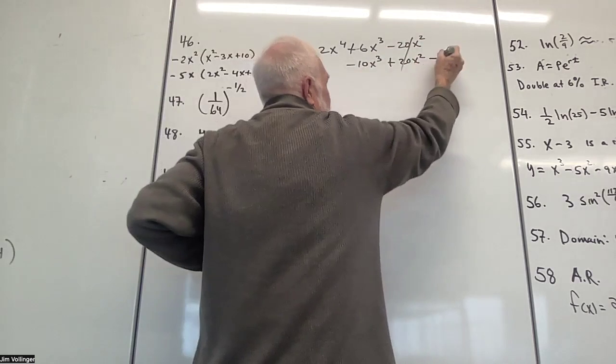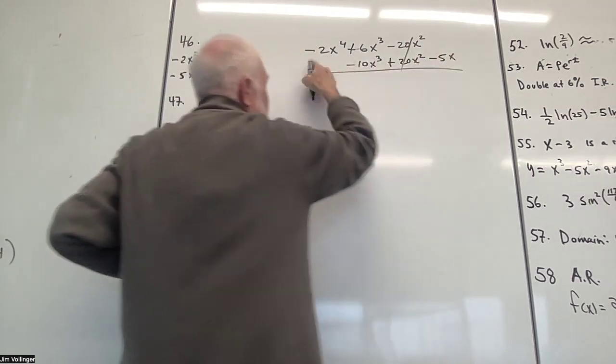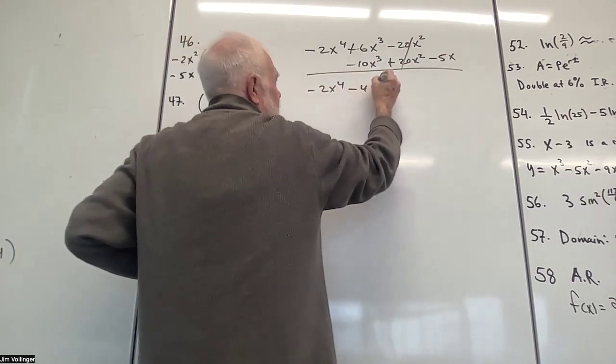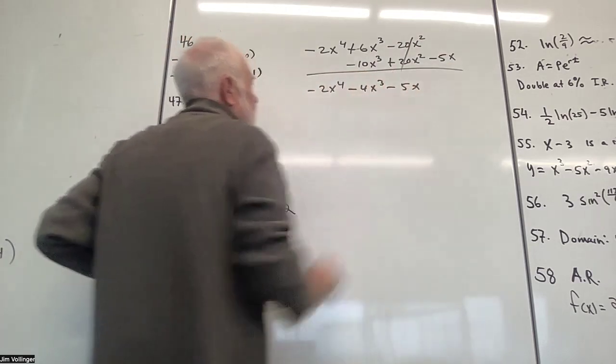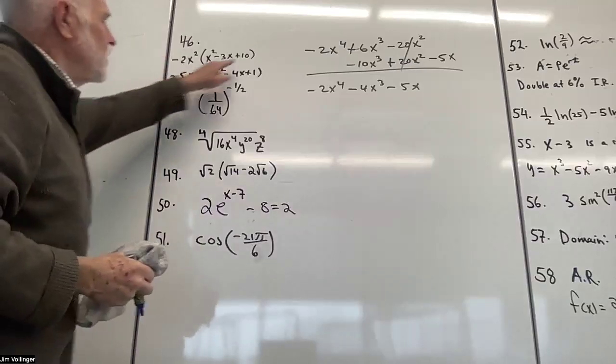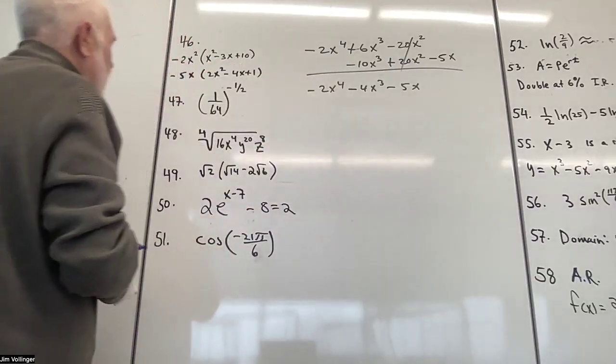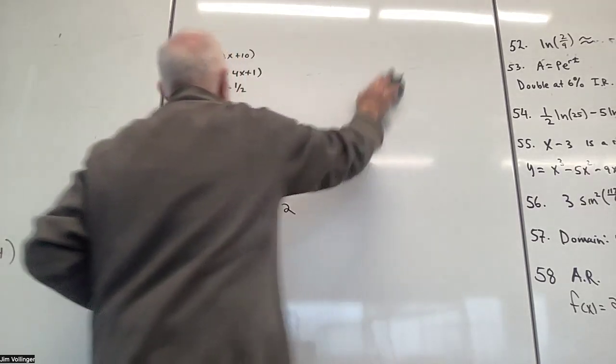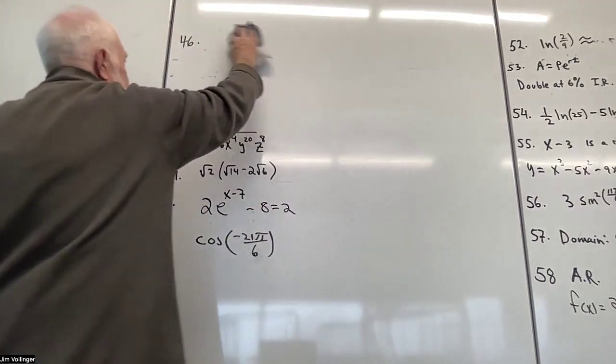I think I've got this right, but I'm not checking anything. So I've got minus 2x to the 4th. Looks like minus 4x cubed minus 5x is the answer. I couldn't write that over here because I need the space to do the problem, but we'll get familiar with it from a video standpoint. So I can get rid of that now.